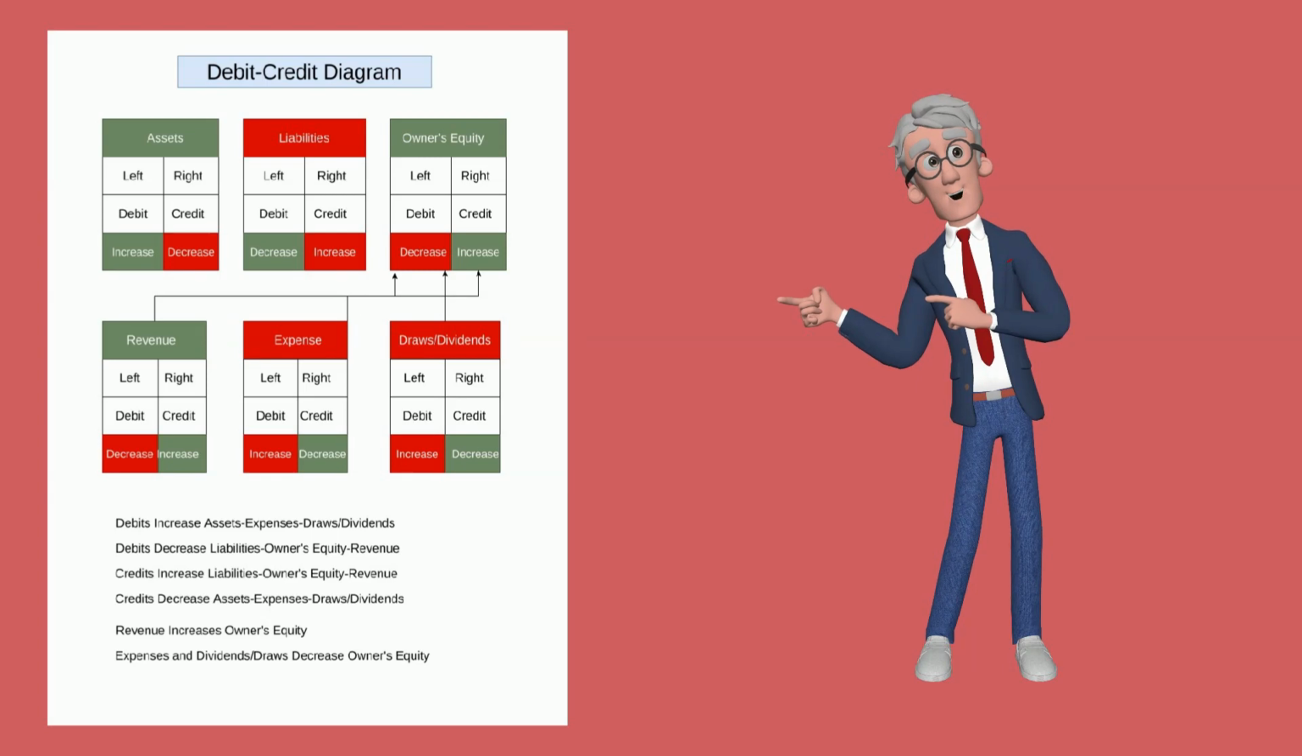The debit-credit diagram presents the major types of accounts and the effects of debits and credits on the account's balance, increase or decrease. Debits increase assets, expenses, draws, dividends. Credits increase liabilities, owner's equity, revenue. Debits decrease liabilities, owner's equity, revenue. Credits decrease assets, expenses, draws, dividends. Revenue increases owner's equity; expenses and dividends, draws, decrease owner's equity.